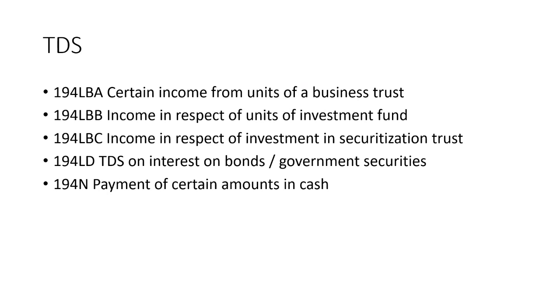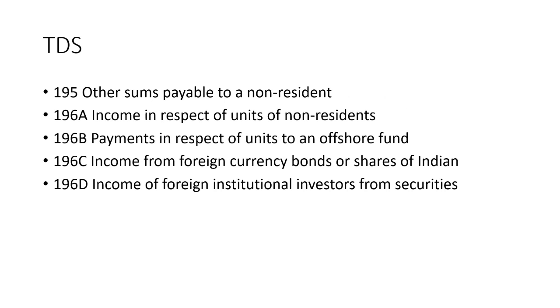Units of a business trust, investment fund, securitization trust, SEBI, for example, TDS on interest on bonds, government securities, payments to certain amounts in cash. There are a lot of people who pay in cash, and even on that TDS is applicable here. These are all new sections which are going to be there in 26AS, which was not there earlier.